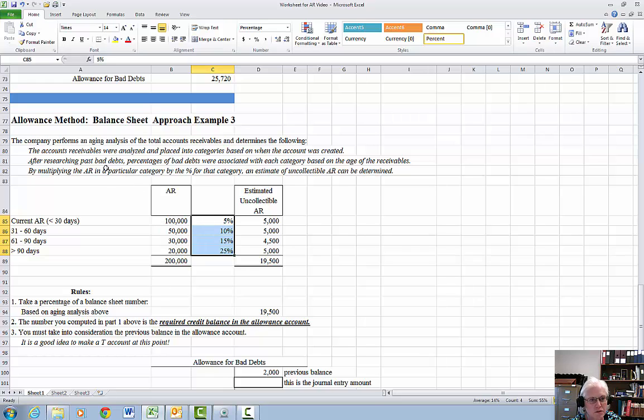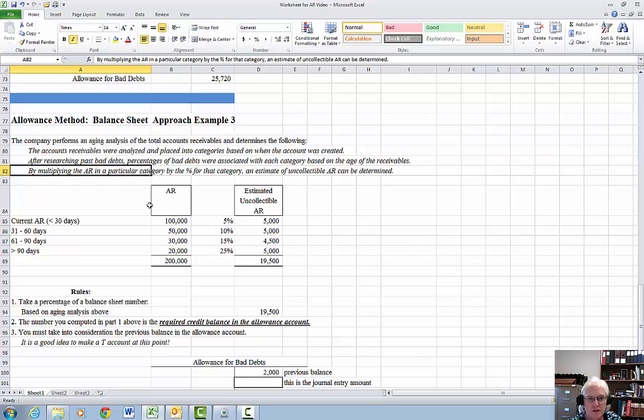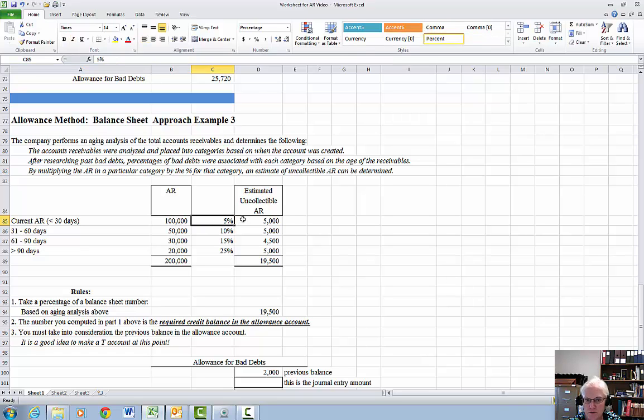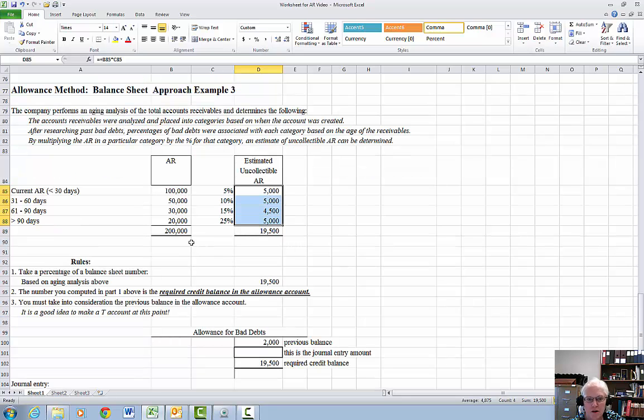So all we're going to do is multiply the accounts receivable in a particular category by the percentage for that category to come up with how much we think in that category is not going to be collected. So 100,000 times 5% is 5,000. 50,000 times 10% is 5,000. 30,000 times 15% is 4,500. And 20,000 times 25% is 5,000. So the total that we think we're not going to collect is 19,500 from that whole 200,000.